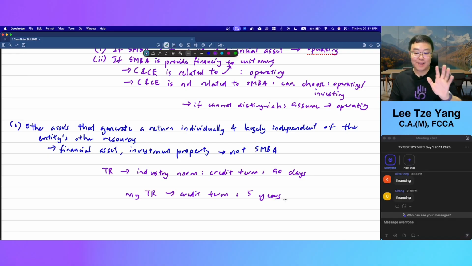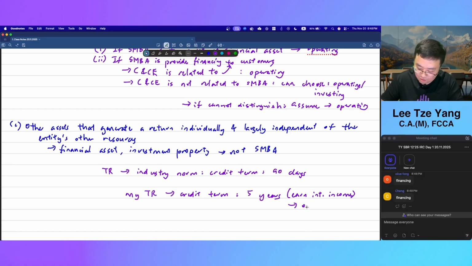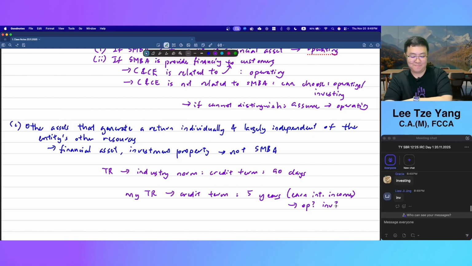Question, this one cannot be financing, by the way, because you will earn interest income, so it cannot be financing. The issue is, is it operating or is it investing? That's the question. Right? Everyone answer. What do you think? Do you think this one suits operating more or suits investing more? Which one do you think is more suitable?